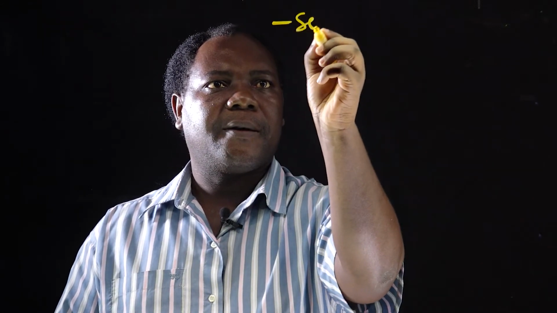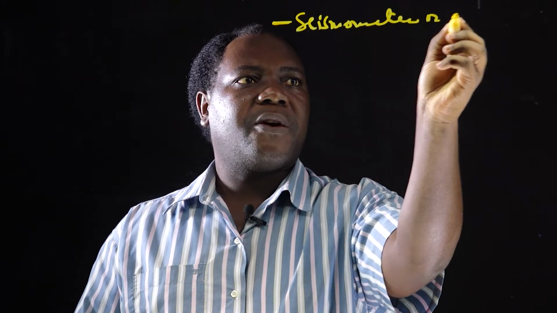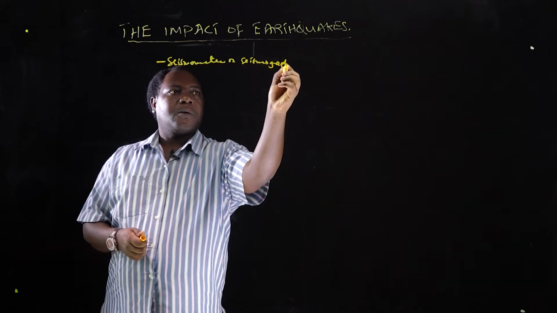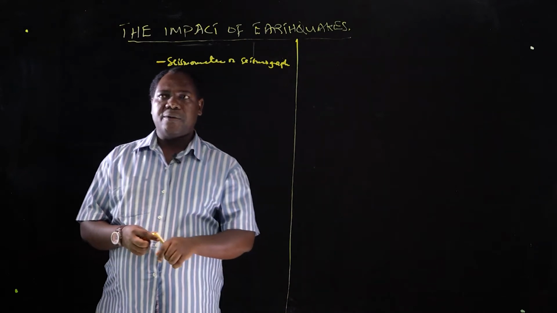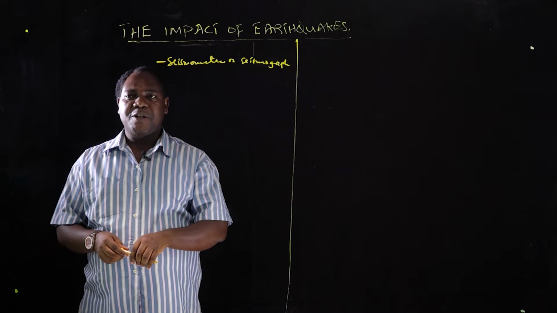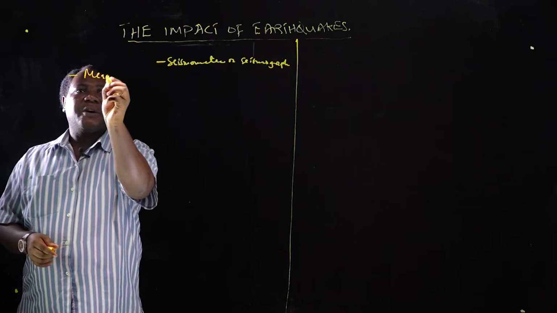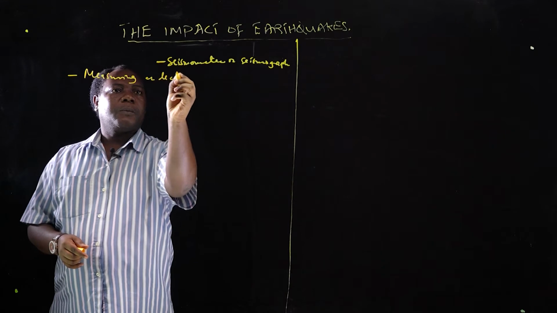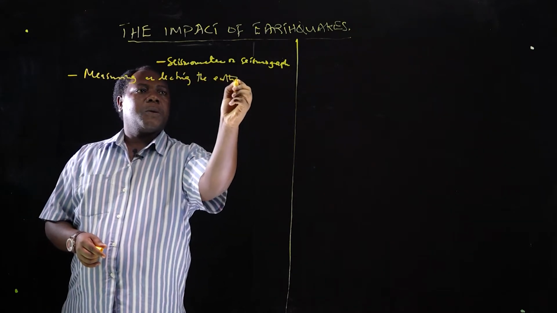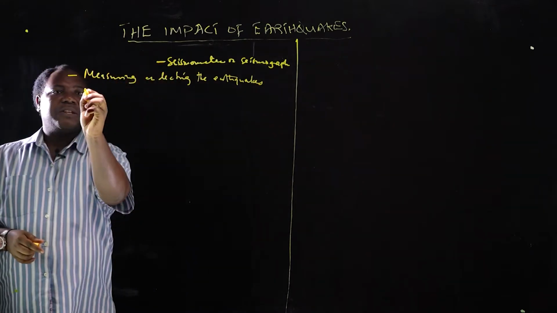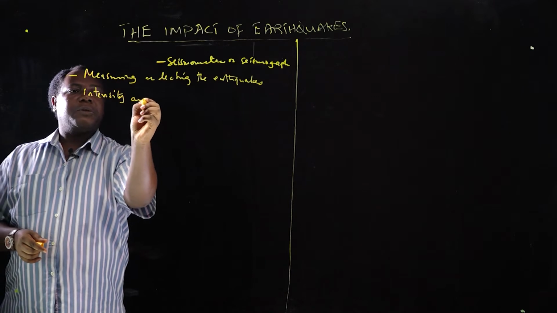My dear student, now we're on this part of measurement of the earthquake. We are saying that the earthquake is measured by detecting instruments. Mainly here we have the seismometer or seismography. Here, the impact of an earthquake will depend on the intensity and magnitude. So actually, these instruments are measuring or detecting the earthquake's intensity and magnitude.